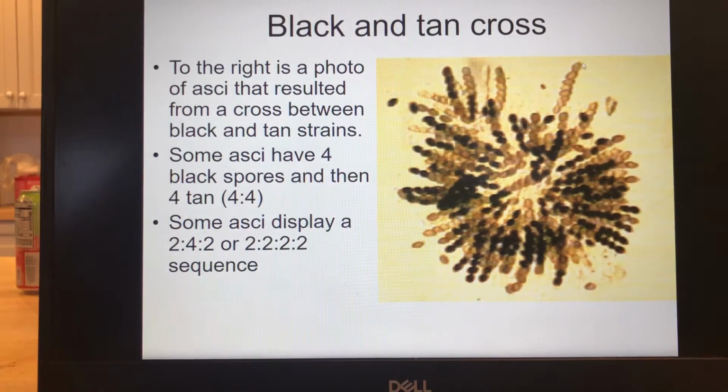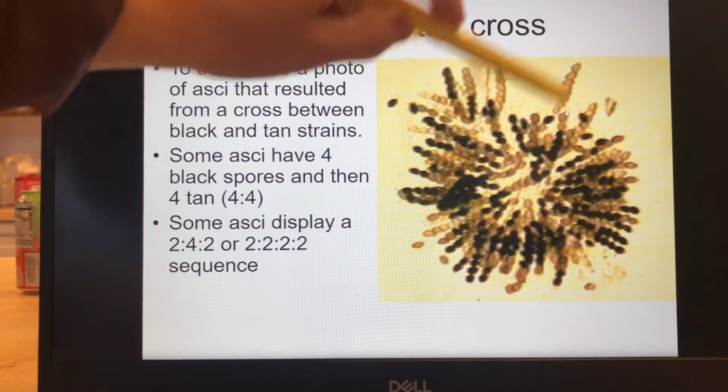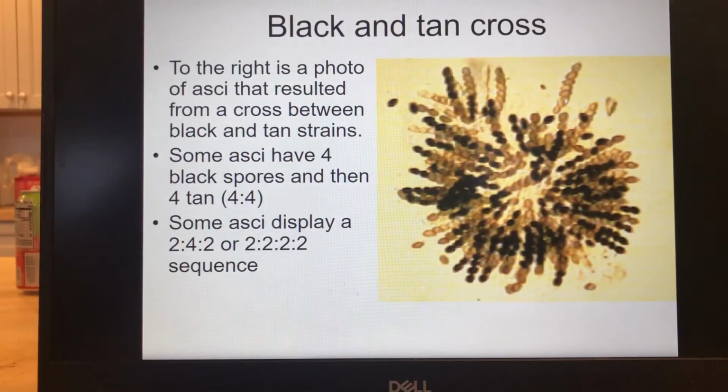Now I want to point this guy out. Do you see how he's all tan? We are not going to take those into our calculations. These ones that are all tan or all black are an example of a double crossover, something that we don't need to deal with today. This one, it's 2 white, 4 black, 2 white. So that would be a 2 to 4 to 2, evidence of crossing over.